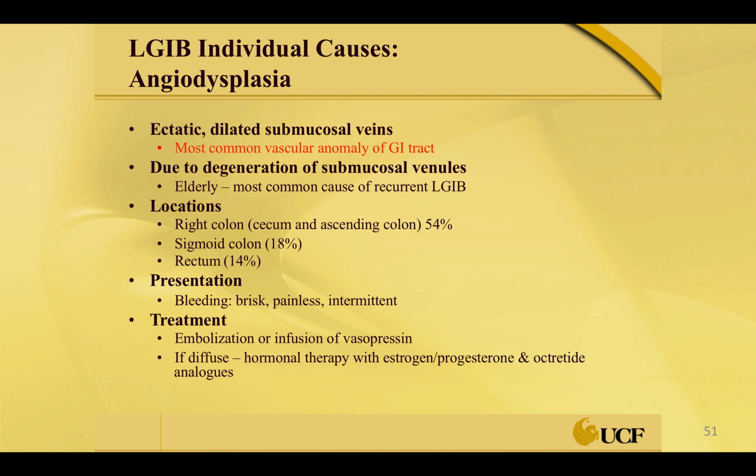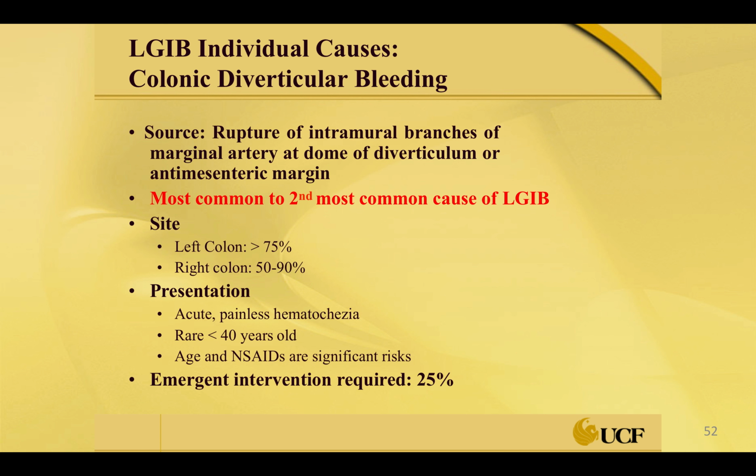Colonic diverticular bleeding. If we're isolating individual causes for LGIB, the source is a rupture of an intramural branch of the marginal artery at the dome of the diverticulum or at the antimesenteric margin. This is in red, guys, for a reason. The most common cause of low gastrointestinal bleed.